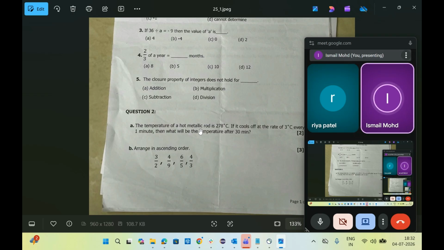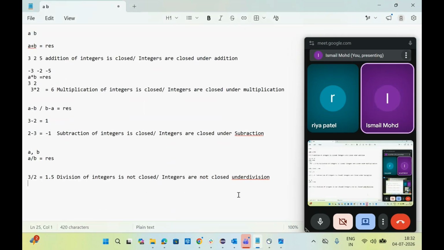Next one: the temperature of a hot metallic rod is 278. If it cools 3 degrees every 1 minute, then what after 30 minutes? Now the temperature is 278. After every 3 minutes, it reduces by 1 degree centigrade, means minus 1, right? So after 30 minutes, how much will it reduce?